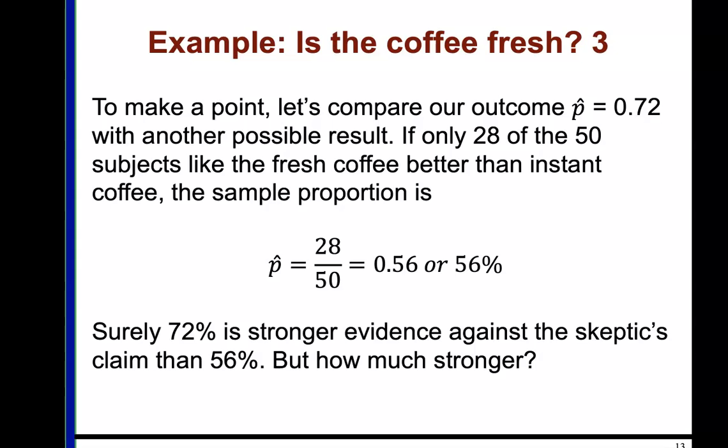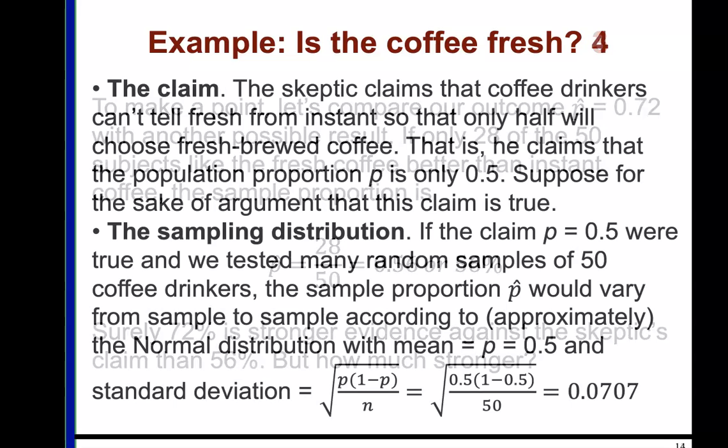Would 56% be far enough away from 50% for you to think that people can actually tell? Or would you need to be at 65% or 70% or even 80% of people being able to tell which coffee was fresh, or preferring the fresh coffee rather? At what point are you convinced that people really can tell? Well, that's what we need to come up with, okay? 72% seems like it's stronger evidence, but by how much? How much better is that?